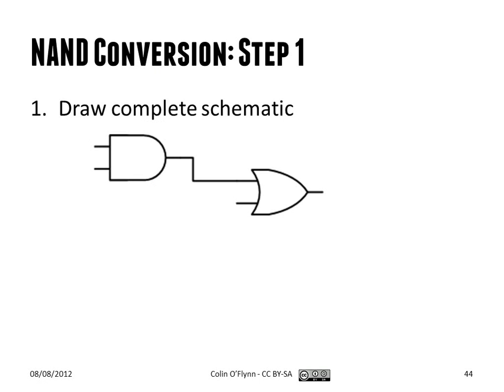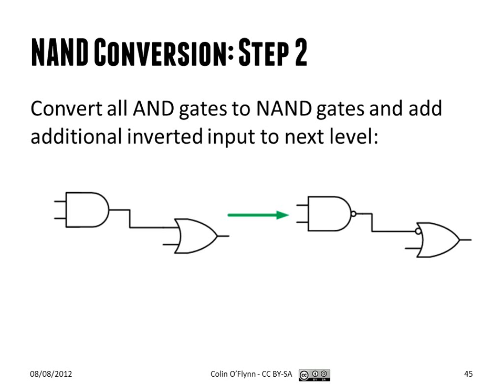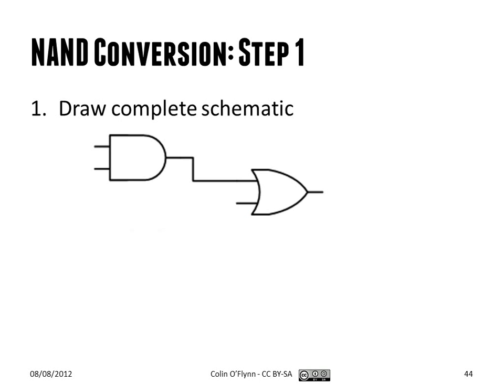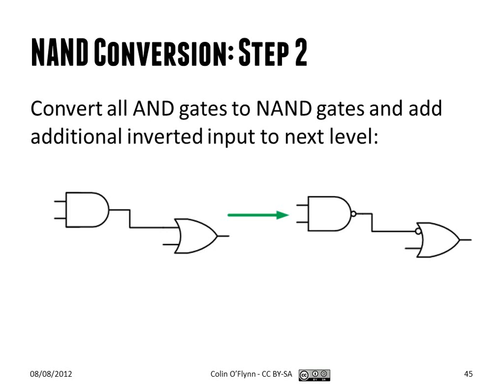To do the conversion, the first example I'll show you is a NAND conversion, so converting to NAND. We draw the complete schematic like this. And then you convert first all AND gates to NAND gates. To do this, all you really need to do is draw a circle there. So this is now a NAND gate, easy enough. But of course, you've inverted the output, so we have to add another inverter on the input here. So we use that circle to say it's been inverted.